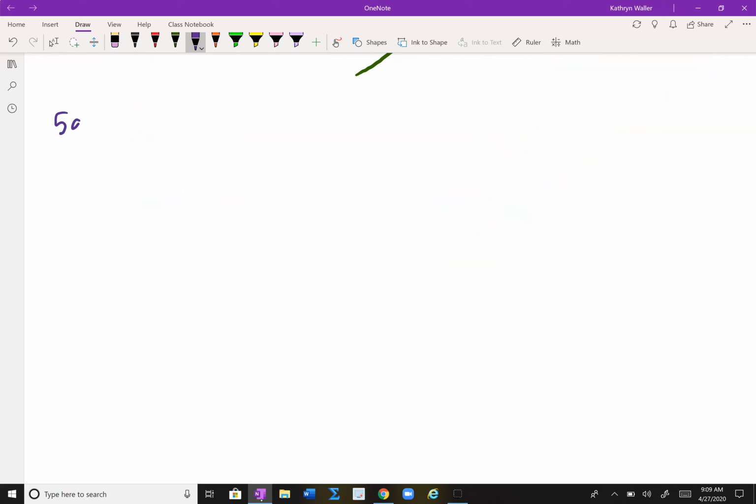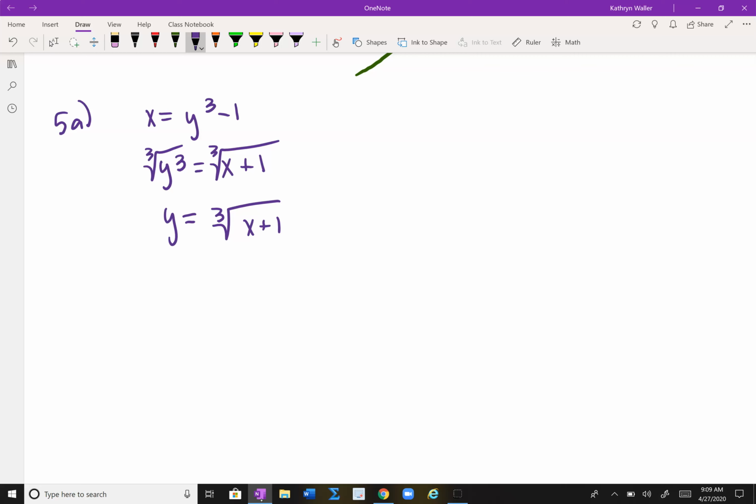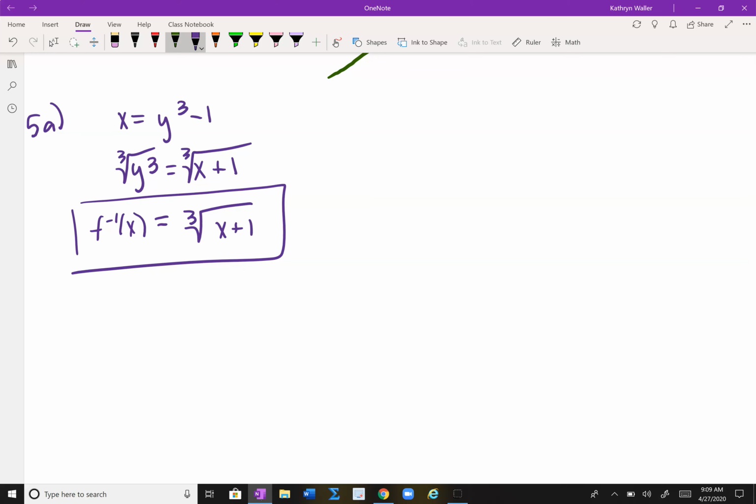Okay, here's question 5A. Find the inverse. So again, we have x equals y to the third minus 1. I switched the x's and y's. Now I'm going to solve for y. So I have y to the third equals x plus 1. To get rid of the third, I'm going to cube root. So I have y equals the cube root of x plus 1. So one thing they're super picky about, you can't write it as y equals. You have to write it as f inverse of x equals. So just make sure you label that correctly, okay? And then they ask you to graph them both on the same xy axis.